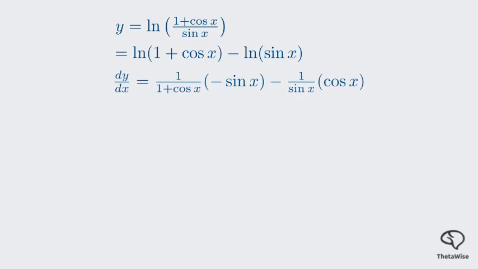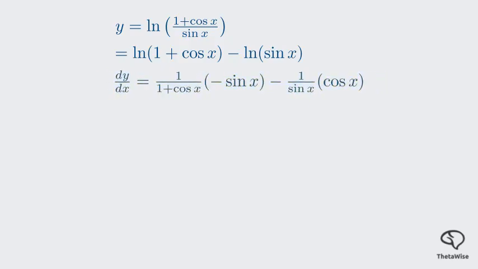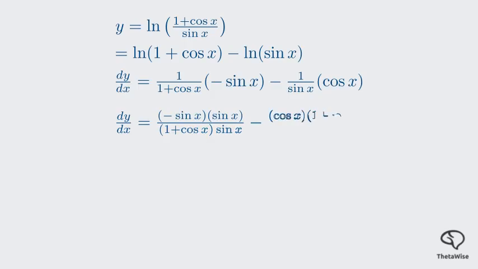Now we need to simplify this expression. We have a difference of two fractions. The next step is to find a common denominator, which is the product of the two denominators. We multiply the first fraction by sin x over sin x, and the second fraction by 1 plus cosine x over 1 plus cosine x. This gives us a single fraction with a common denominator.